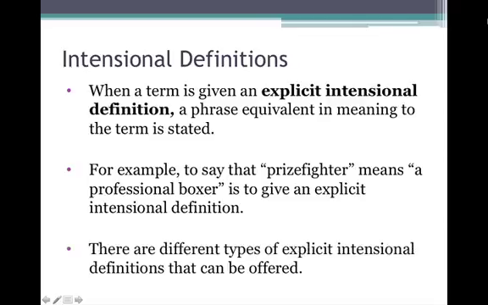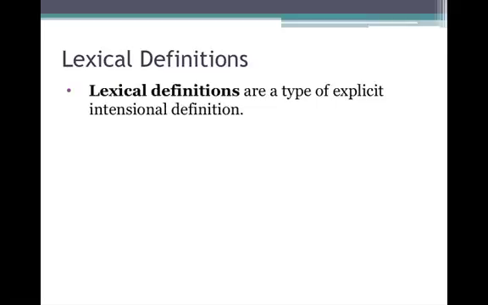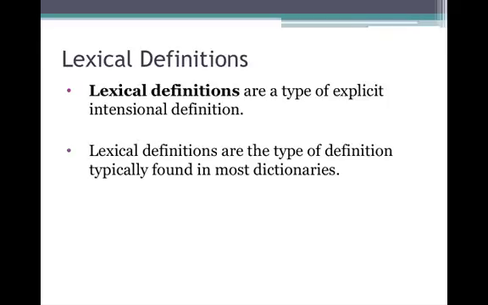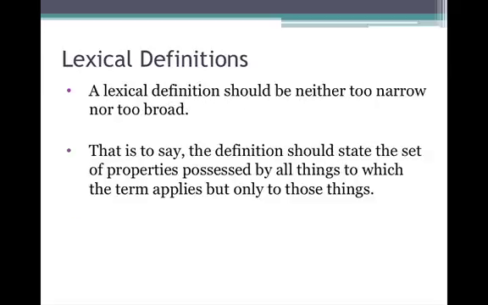There are different types of explicit intensional definitions that can be offered. A first one that we're going to look at is a common one, the lexical definition. Lexical definitions are a type of explicit intensional definition. Lexical definitions are the type of definition typically found in most dictionary entries. The purpose of a lexical definition is to present the accepted standard use of a term. A lexical definition should be neither too narrow nor too broad. That is to say, the definition should state the set of properties possessed by all things to which the term applies, but only to those things.